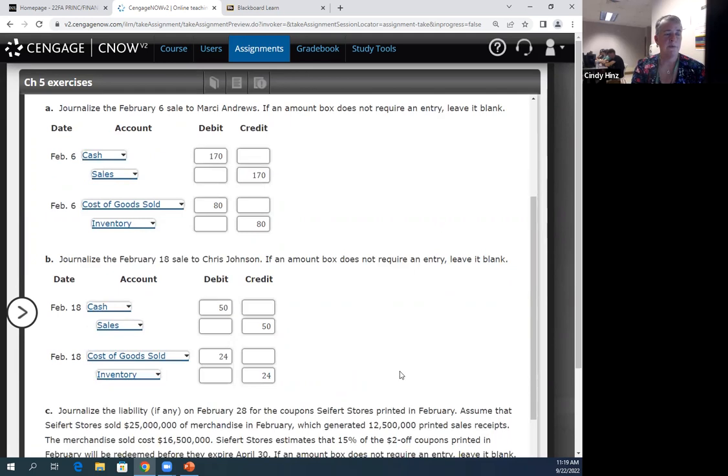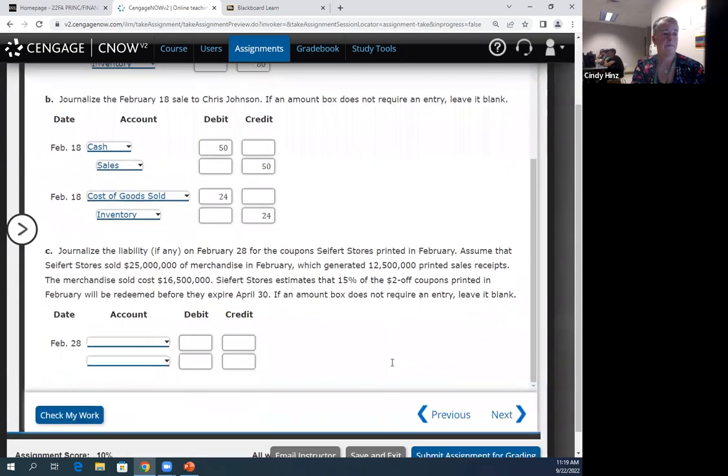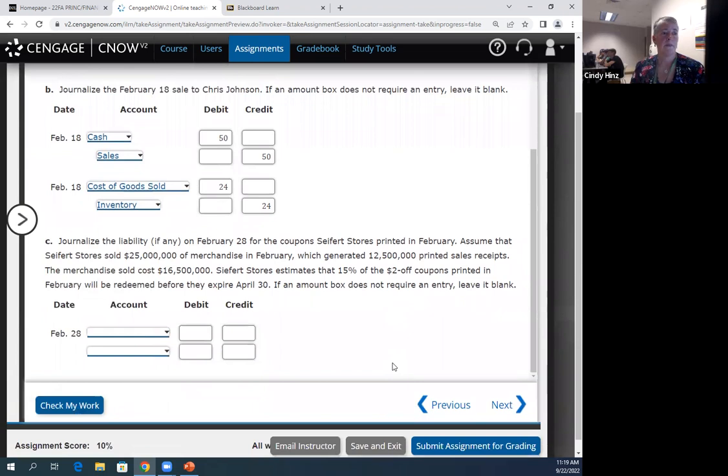So in letter B, we reported the full amount of the sale because he didn't actually use the coupon. It wasn't eligible to be used on February 18th. Everybody good so far? Okay, let's look at letter C.